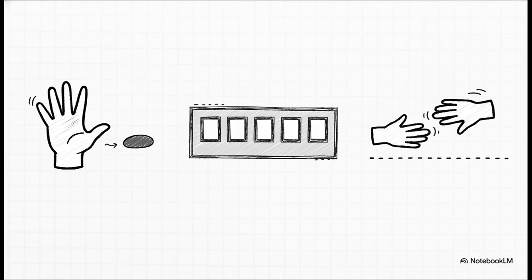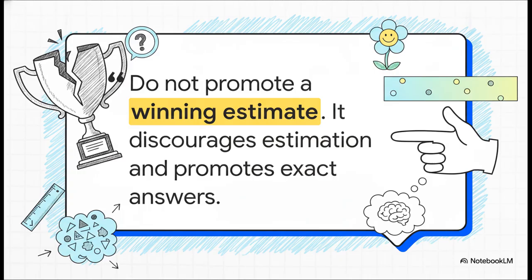But here is a massive trap that so many educators fall into. Do not promote a winning estimate. It discourages estimation and promotes only seeking the exact answer. This is absolutely vital. When you challenge that traditional grading mindset and create a competition for the best estimate, you completely ruin the intrinsic motivation of estimating. You're basically teaching students that estimation is just a flawed way of getting the right answer rather than a valuable reasoning tool all on its own. Just accept a reasonable range instead.